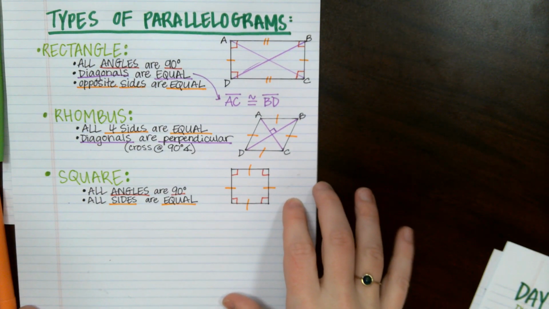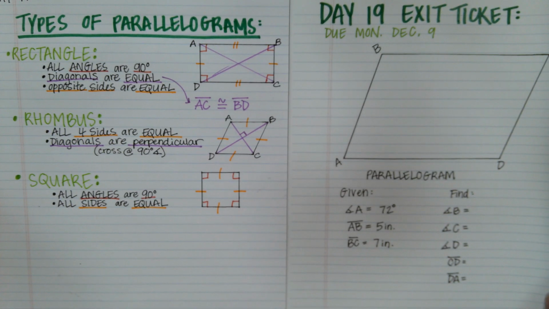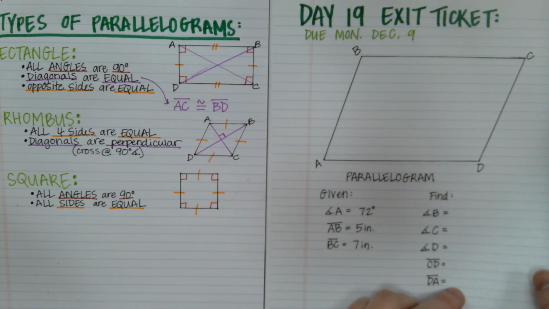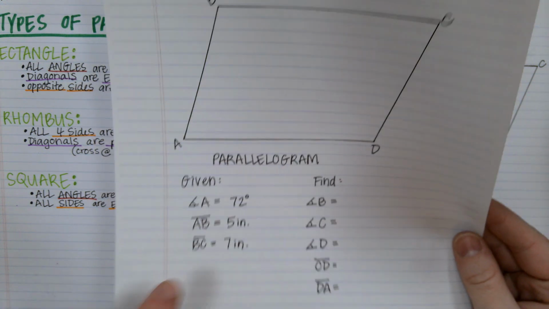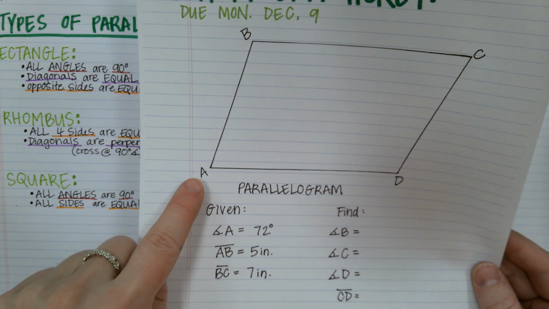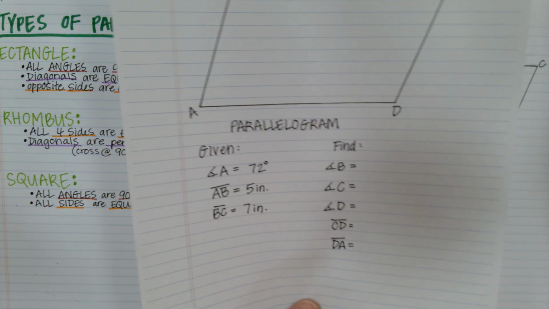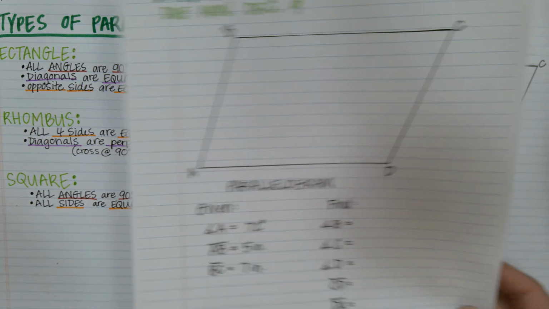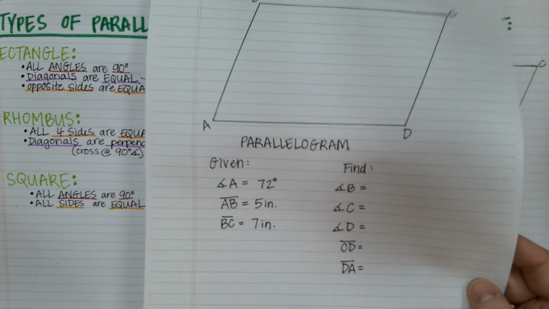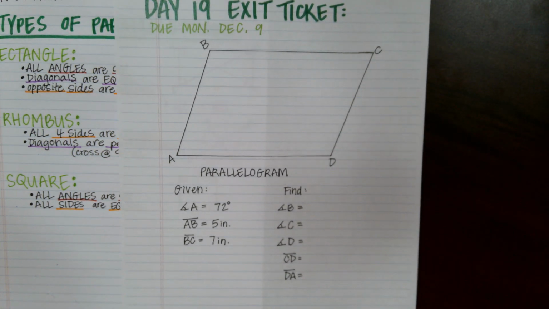Putting these to the side, I'm going to give you your exit ticket. And guess what? I printed out copies for you guys. You don't have to draw it. So for your exit ticket, I am giving you the measure of an angle. I'm giving you the measure of two sides. You need to find the rest of the angles and the rest of the sides, which using all the rules that we just talked about, this is a parallelogram. You will be able to find these. So I'm going to pass this out to you. And when you finish, you are free.